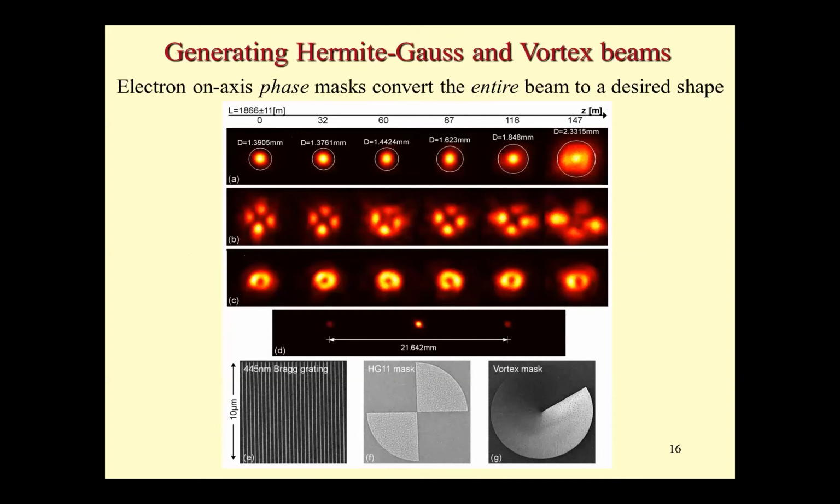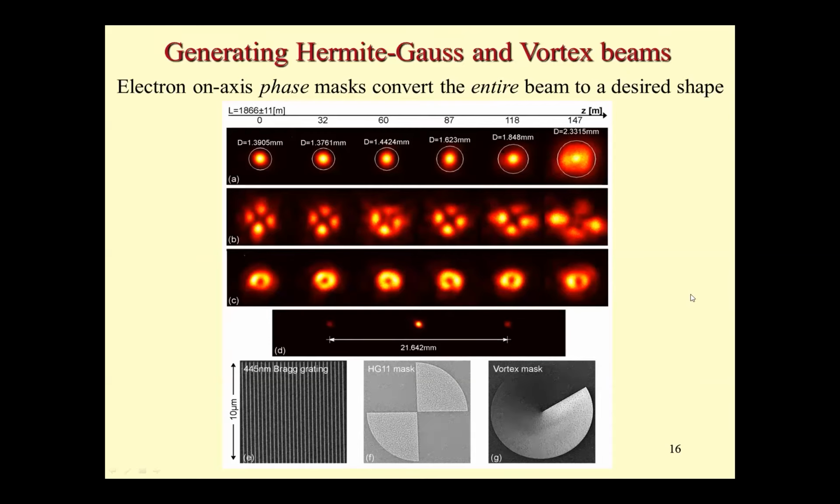So these are just examples of using phase masks to generate beams. This is a phase grating. This is a mask that generates a Hermite-Gauss 1-1 beam. So we have here 4 quadrants. In 2 of them, we have a phase difference of pi. These are milled to about 45 nanometers with respect to the other 2. So they generate this 4-lobe electron beam. Or we can make this a spiral phase mask, and this generates a vortex beam.